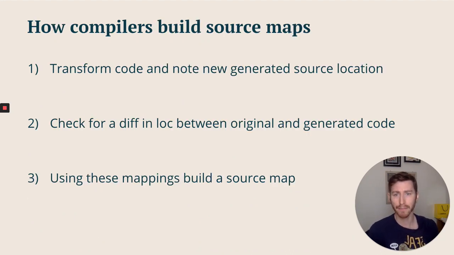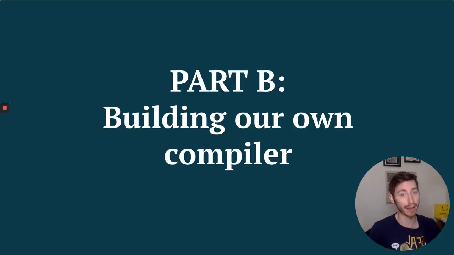So, how compilers build source maps. There are 3 parts to producing a source map within a compiler, all of which a compiler has to do. It transforms the code and notes the new generated source location. It checks for a difference in the location between the original and the generated code, and then using these mappings, it builds a source map. This is an oversimplification, and we'll get more into the nuts and bolts of this in part B in a moment. So on to part B.